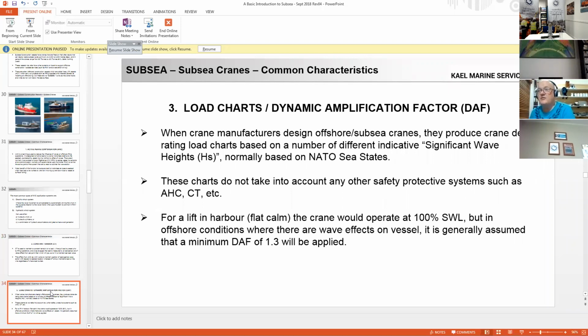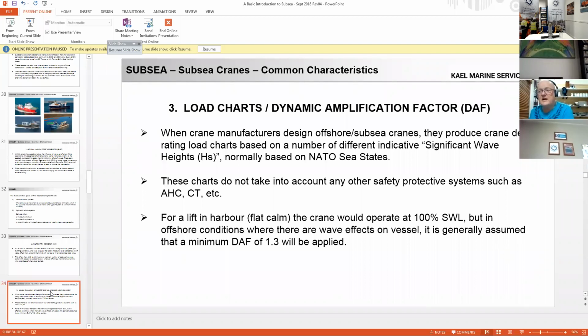Okay, and then for the cranes you also have load charts, or the DAF, dynamic application factor. When crane manufacturers design offshore and subsea cranes, they produce crane derating charts on a number of different indicative significant wave heights, which are normally based on the NATO sea states. These charts do not take into account any other safety protective systems such as AHC, CT, etc.